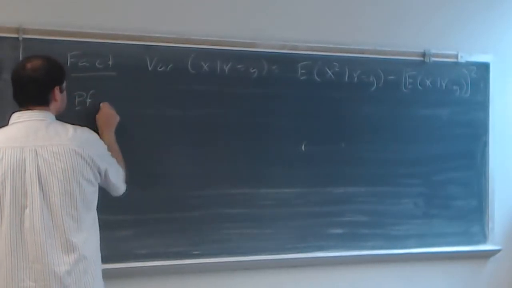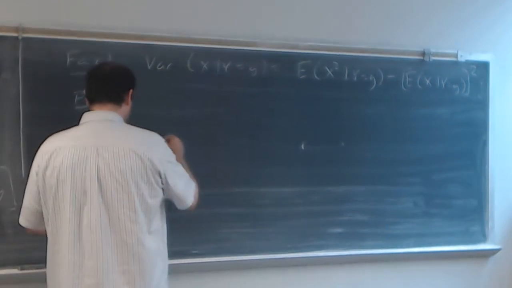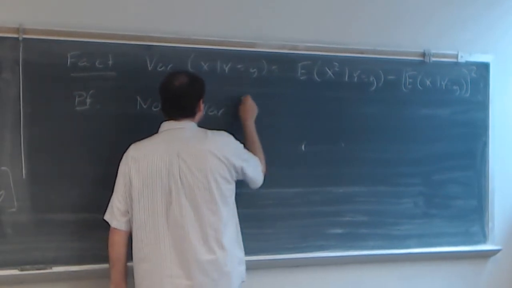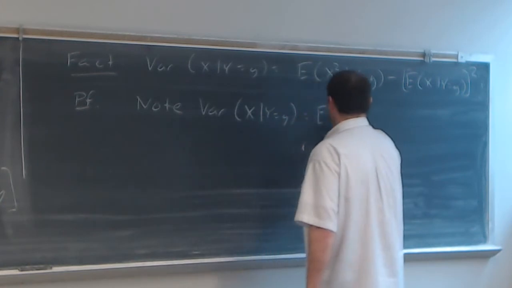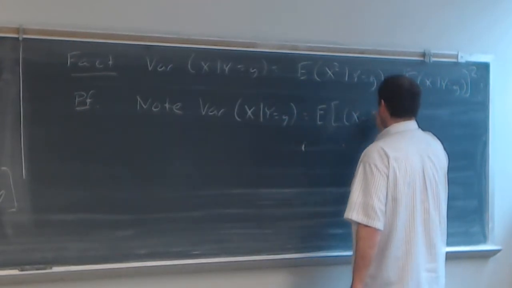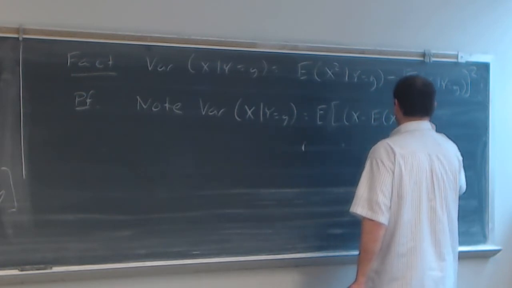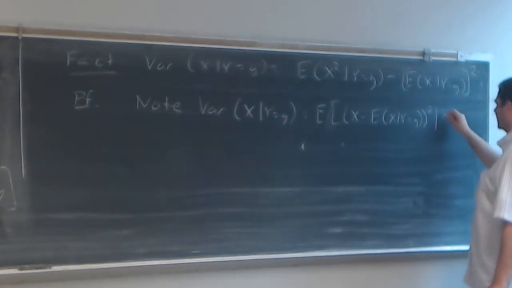The proof will break down into cases, but first we'll say by the definition the variance of x given y equal to y is equal to the conditional expected value of x minus the conditional expected value of x given y equal to y, that quantity to be squared, given y equal to y.